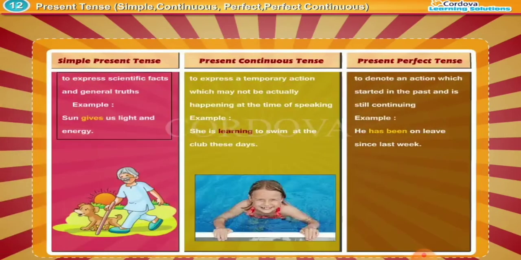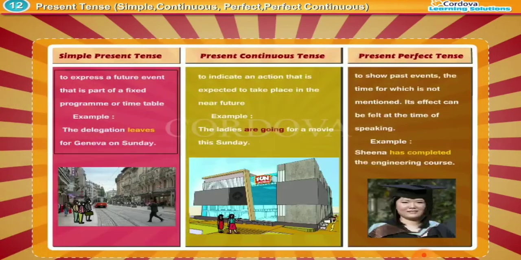To express scientific facts and general truths. Example, the sun gives us light and energy. To express a temporary action which may not be actually happening at the time of speaking. Example, she is learning to swim at the club these days. To denote an action which started in the past and is still continuing. Example, he has been on leave since last week.